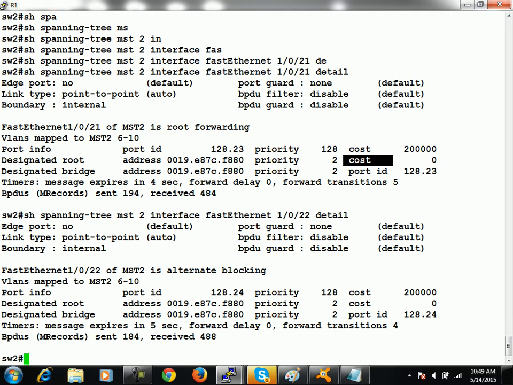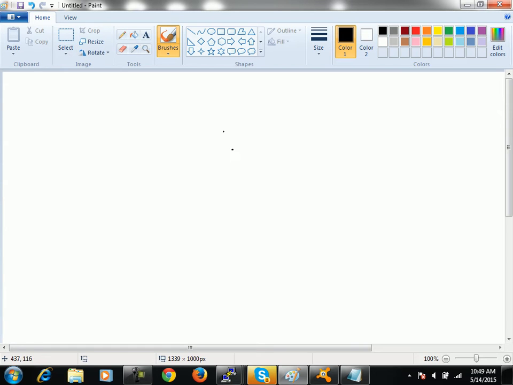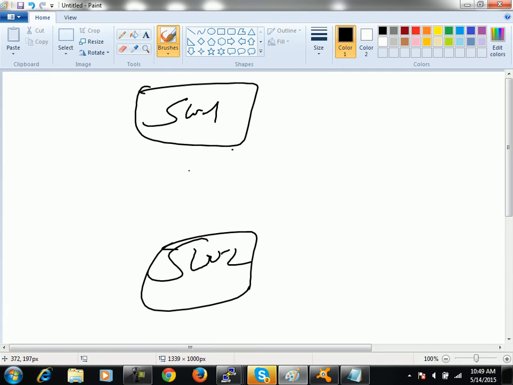And this is the cost to reach the root bridge from the designated bridge. And because your designated bridge is working as a root bridge itself, that is why the cost is zero. Hey, I think you are getting confused now. This is switch 1 and this is switch 2, interconnected. So for switch 2, which is the designated bridge? Switch 1, because it is working as a root bridge. That's why. And of course, this switch 1 is creating zero cost BPDU messages here.